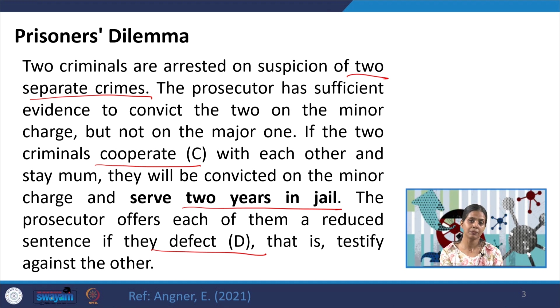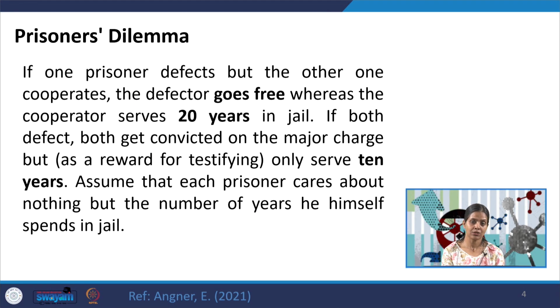So, here defection implies that one prisoner or one criminal would say that I have not done it, but the other fellow has done it. Just because he has testified against the other criminal, the other will get 20 years in jail, while the person who defects and says that I have not done it, but the other one has, goes free. So, if one prisoner defects but the other one cooperates, then the defector goes free, whereas the cooperator serves 20 years in jail.